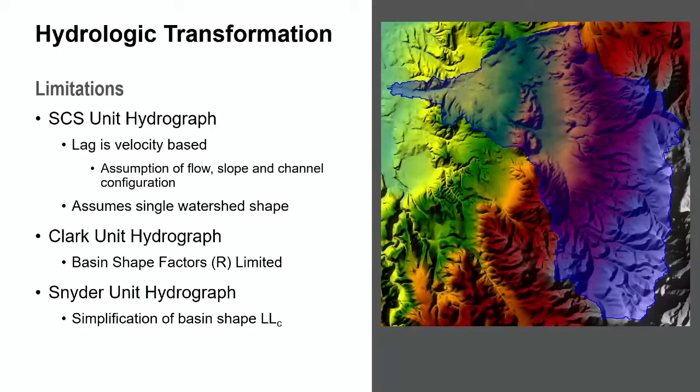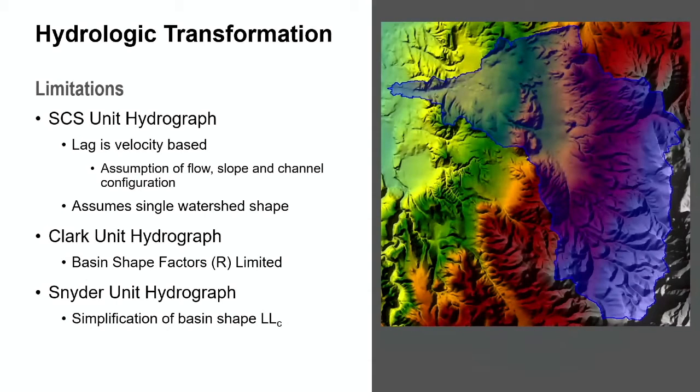There are only a few choices for that basin shape factor. It doesn't take into account a watershed like the one on the right, which is kind of an odd shape. The Snyder unit hydrograph is limited as it's a simplification of that basin shape using the length and the length to centroid. So these are all methods that use some kind of surrogate for shape or watershed response.